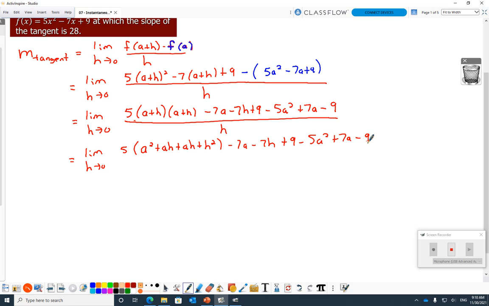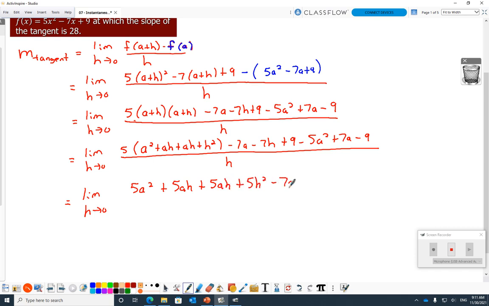If you're right with me, you're like, couldn't you start tidying up all that stuff on the right-hand side? Yeah, you really could. And as you're doing your homework, you can start tidying these things up as you go and save yourself some writing. In the interest of drama and showing off how awesome this derivative, this tangent slope, this difference quotient thing is, I'm going to leave it all out there and have my dramatic moment in a minute. I hope you know what the dramatic moment that's coming is. One more line before I get my drama. Limit as h approaches 0, 5a squared plus 5ah plus 5ah plus 5h squared minus 7a minus 7h plus 9, careful, minus 5a squared plus 7a minus 9.